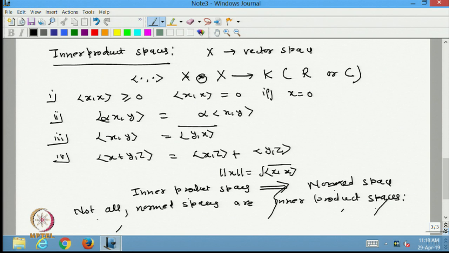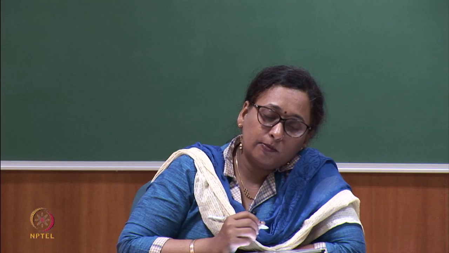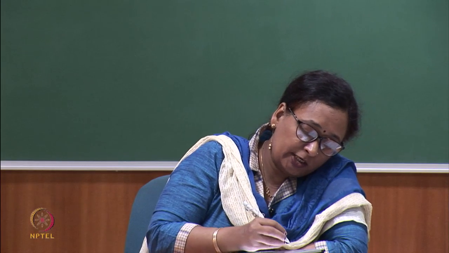Now the question comes: when can a normed space become an inner product space? For that reason I am defining this: if the norm introduced by the inner product satisfies the parallelogram law, then it will be generated by an inner product, otherwise not. So, a norm which does not satisfy this property will not be generated by an inner product. Okay, clear?